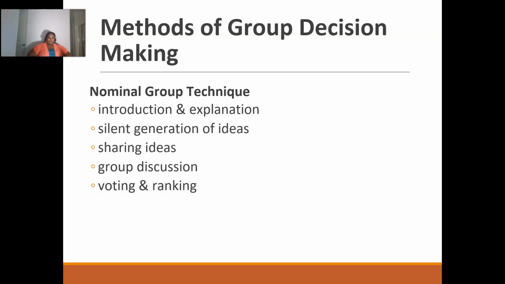Next, we have methods of group decision making. We have the nominal group technique, where there are several steps in the process where a group can make a decision. So we have individual input, and that can lead to a final decision.